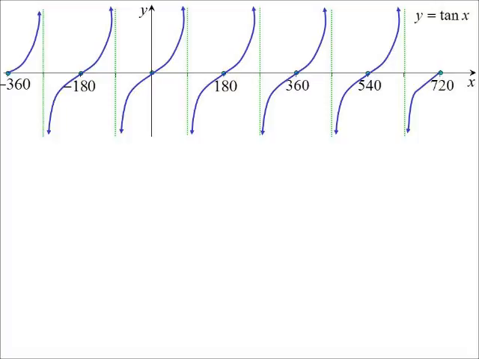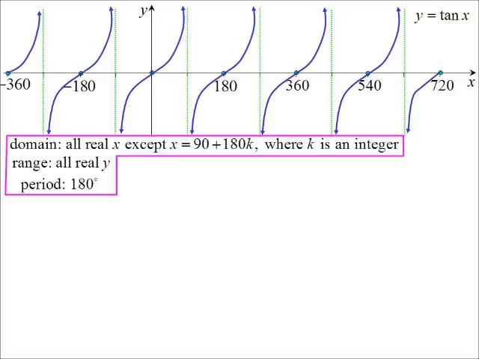And then that pattern repeats in each of those little branches. You'll notice to write the domain I need a bit more room because we've got all those asymptotes. It's very hard to write down all real x except 90 or 270 and so on. So I just come up with a generalization there. I'm saying 90, but then every 180 degrees before that and after that we'll have an asymptote. So I've just said plus 180k, where k would be some whole number. So every multiple of 180 we'd find an asymptote.